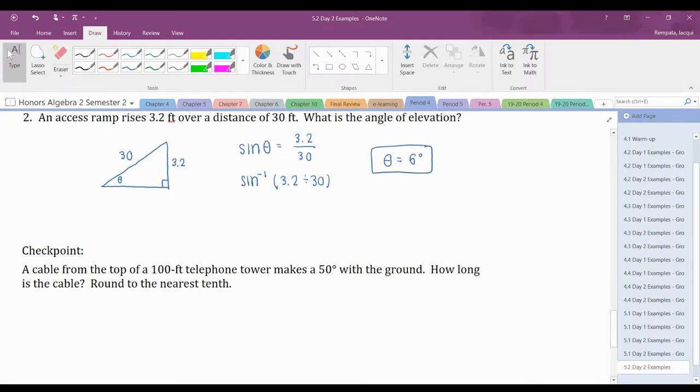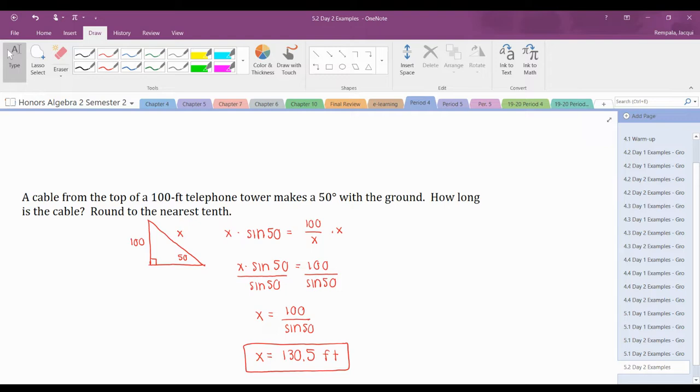All right, here's a checkpoint problem. It says a cable from the top of a 100-foot telephone tower makes 50 degrees with the ground. How long is the cable, rounded to the nearest tenth? Okay, so pause the video and try this.